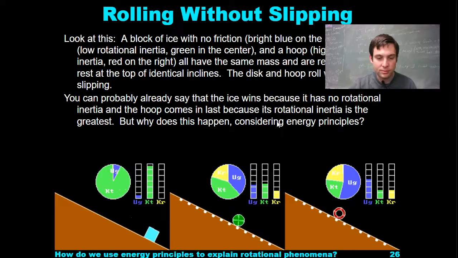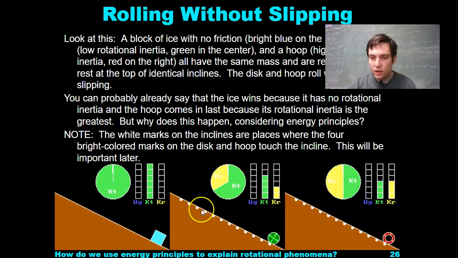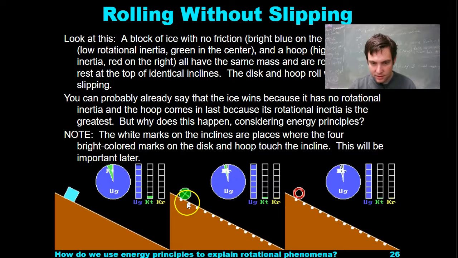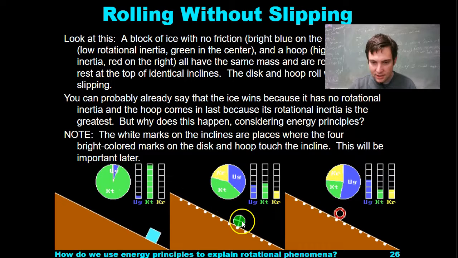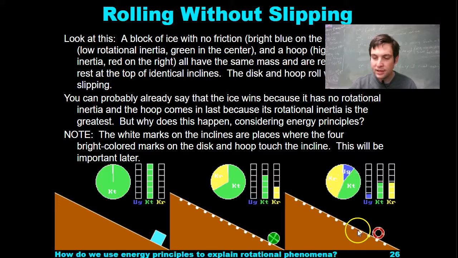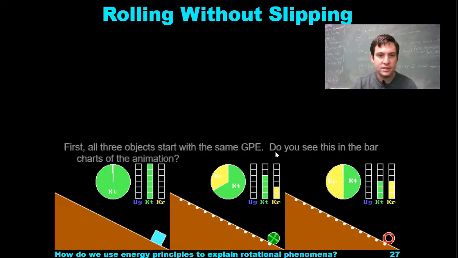Thinking about energy principles. You've got these white marks on the places where the four bright colored marks on the disk and hoop touch the line. Here, here, here. And you can see there are light marks on the disk and the hoop that are coming in contact with these white spots. This is going to be important in a second.